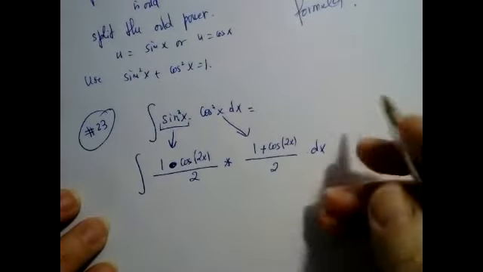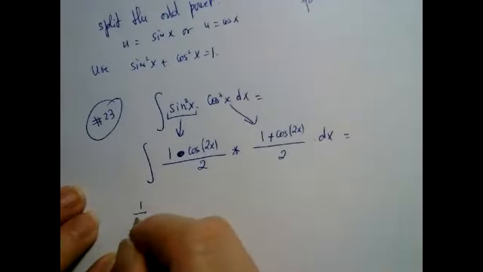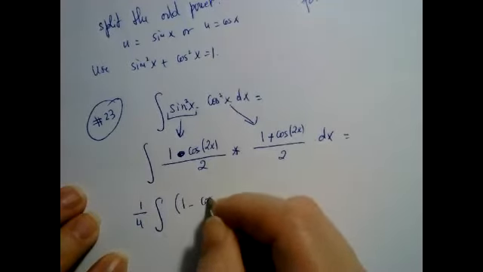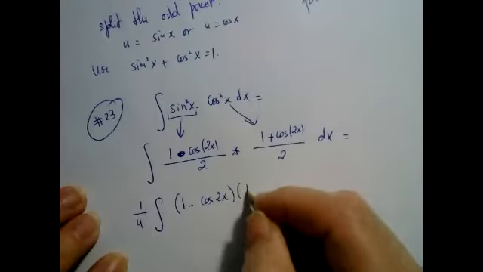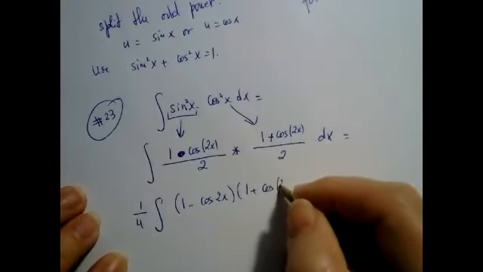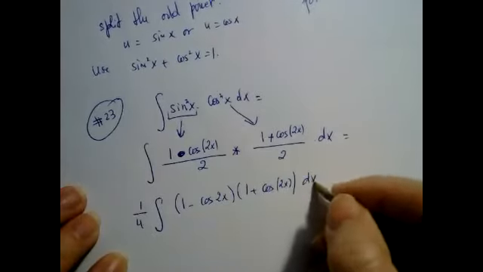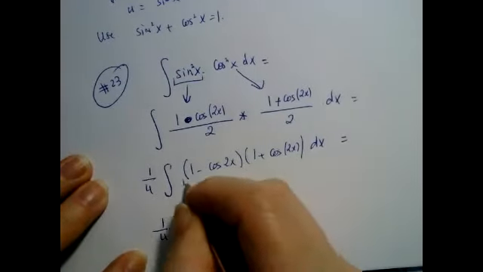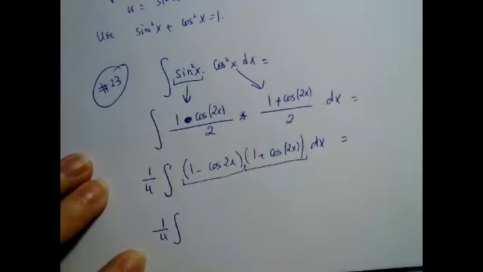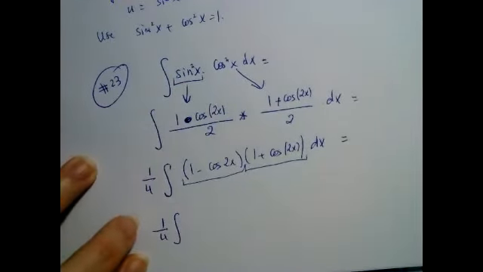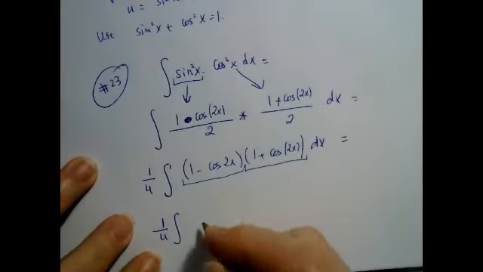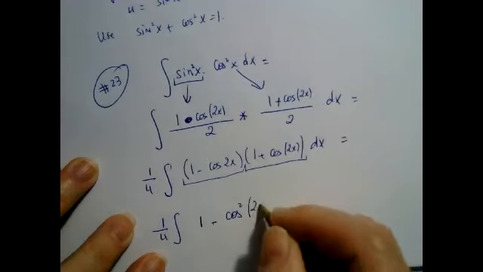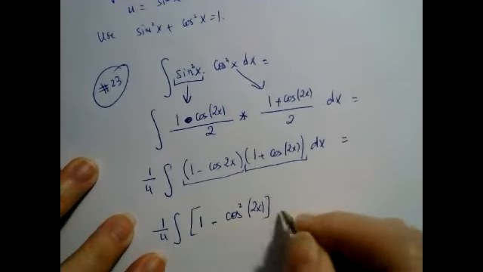A half times a half, that's 1/4. So I can take 1/4 out, times 1 minus cosine 2x times 1 plus cosine 2x. Now I multiply this by this, just distribute. So I will get 1/4 times the integral of 1 minus cosine square 2x dx.